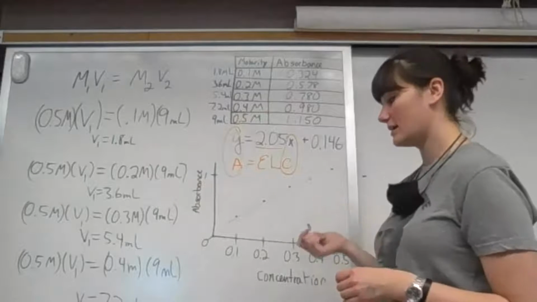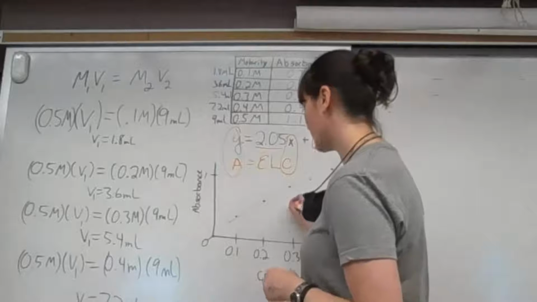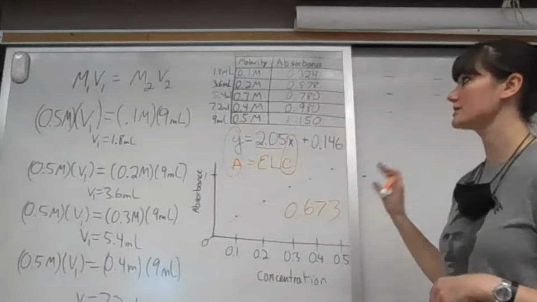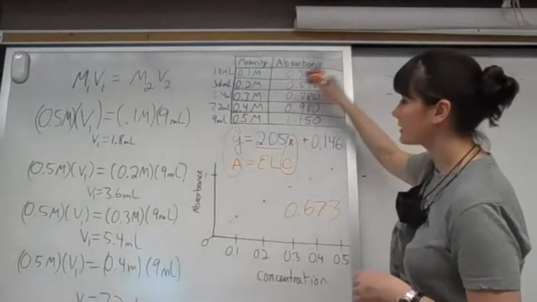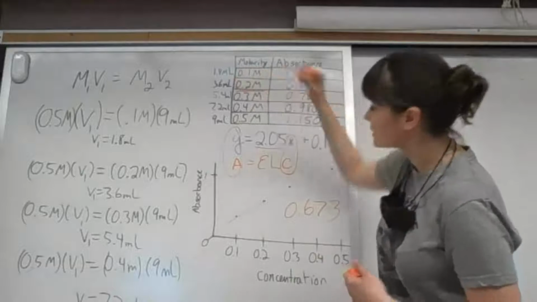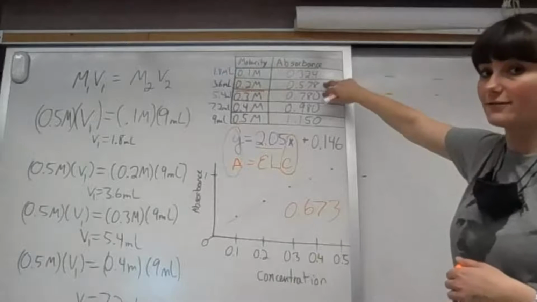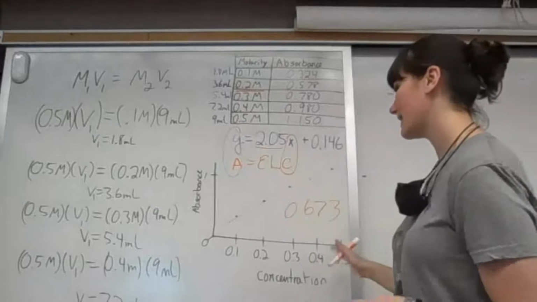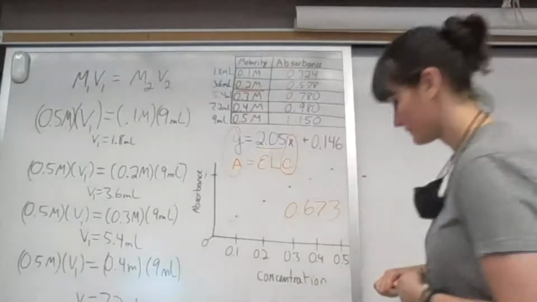So my unknown value that I got when I plugged it into the spectrophotometer was, I believe, 0.673. So even just looking at where that should fall, given our data chart, our concentration should fall somewhere between 0.2 and 0.3, because the absorbance values for 0.2 was 0.578 and 0.3 was 0.780. So just looking at that pattern, I can kind of estimate where my concentration is going to be.